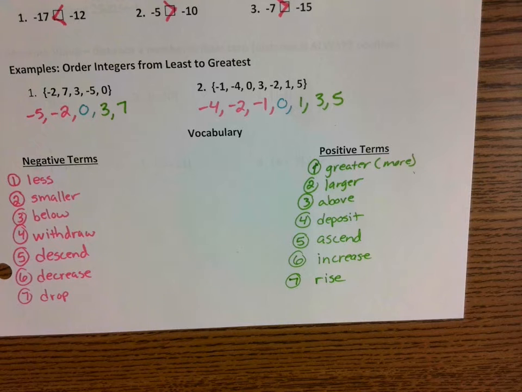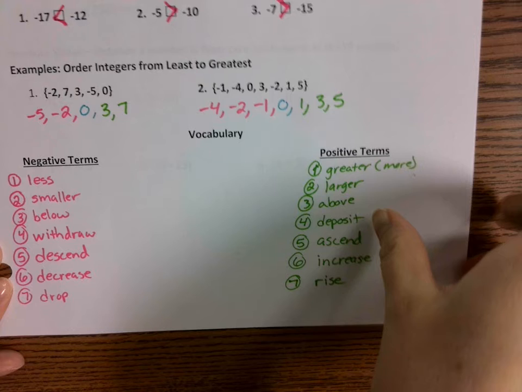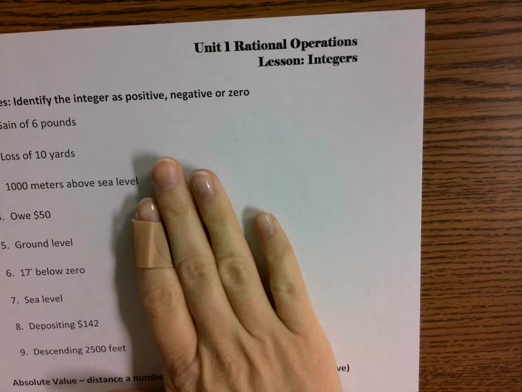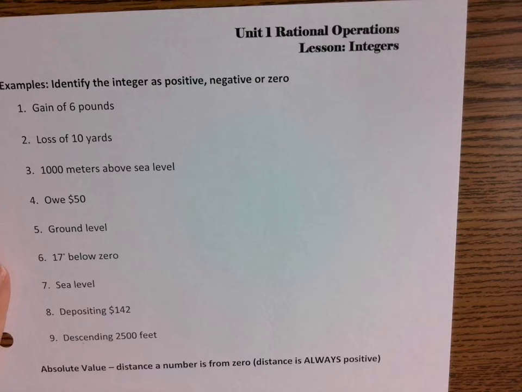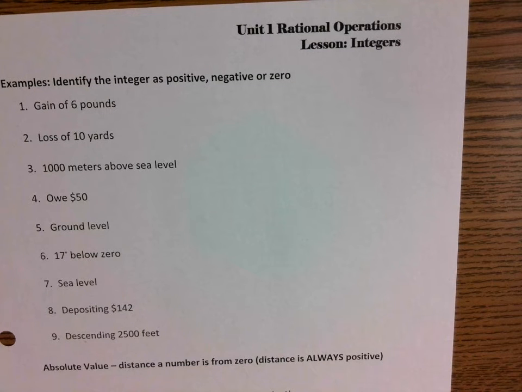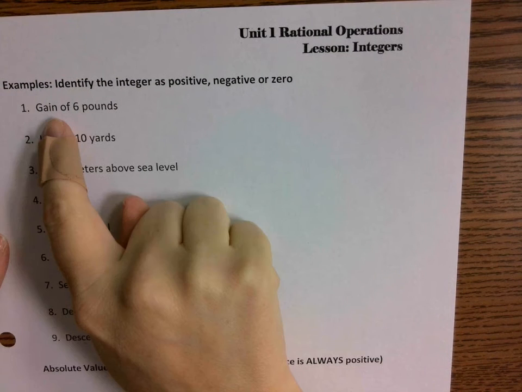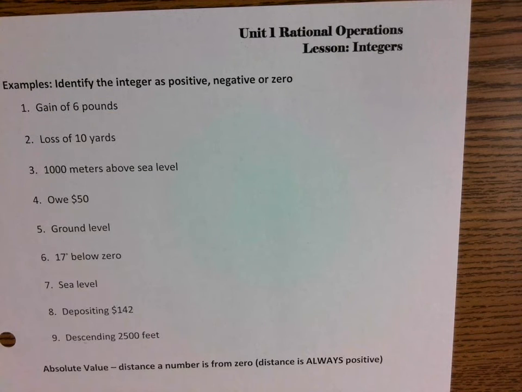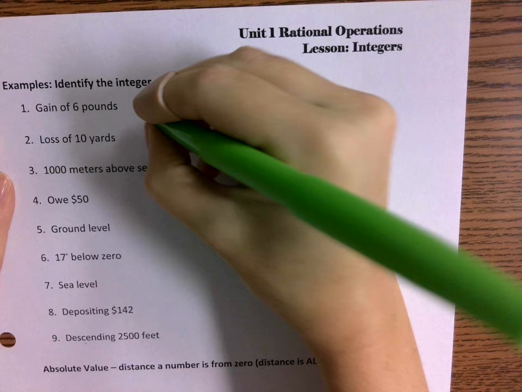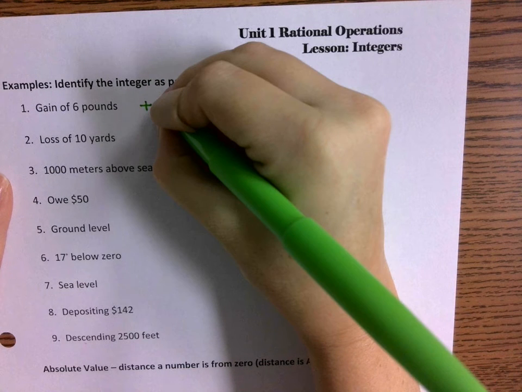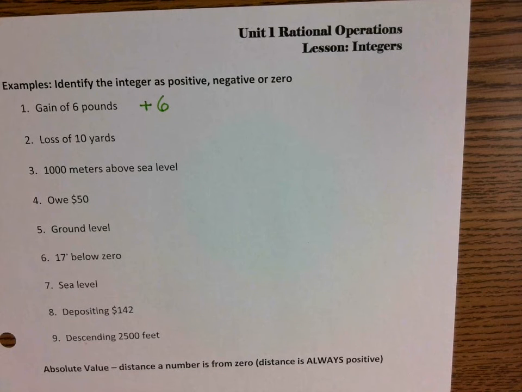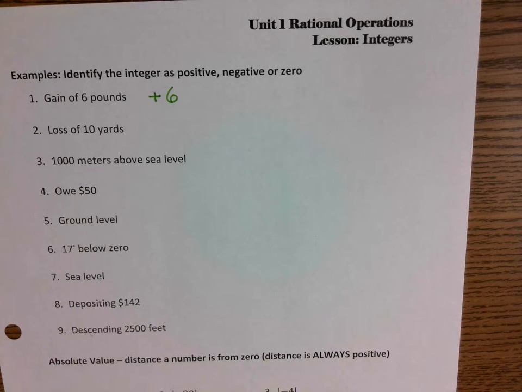Okay, let's go ahead and move on. On our next page, we have some scenarios where we're going to identify the type of integer that we're dealing with. If I say that there was a gain of 6 pounds, is that a positive or a negative? Positive. So right next to it, you can just write a plus sign and then the number 6. That is a positive 6. What I want you to do is go through problems 2 through 9 and identify if we're talking about positives or negatives, or could it be talking about the value 0?